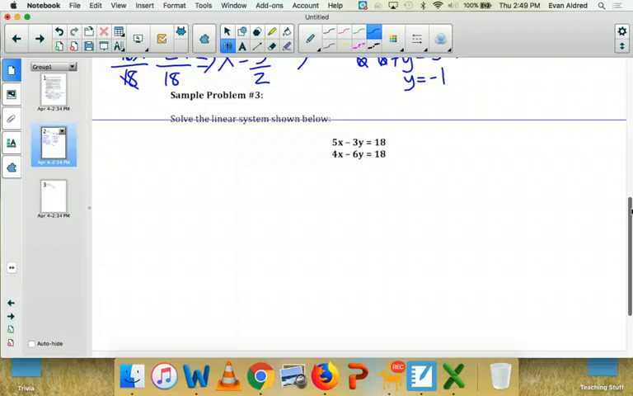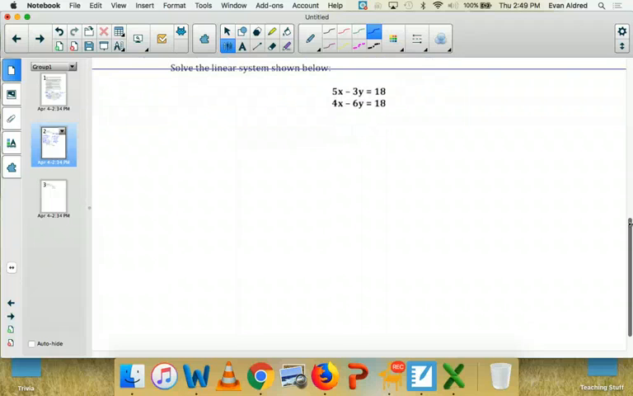So let's look at another one. This one's a little more difficult, as we can see, because we don't have a variable that is coefficientless. So we have 5x minus 3y equals 18, and 4x minus 6y equals 18. So everything there has a coefficient in front of it. So it's not as obvious which one we're going to isolate.